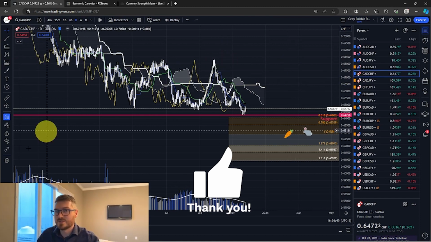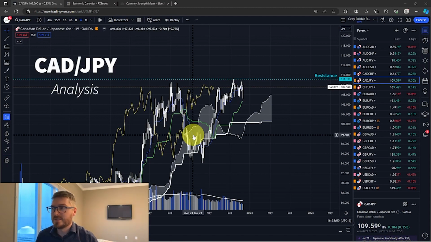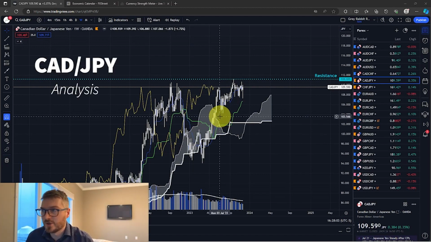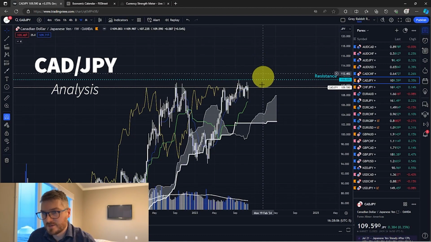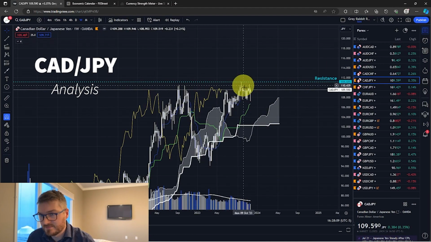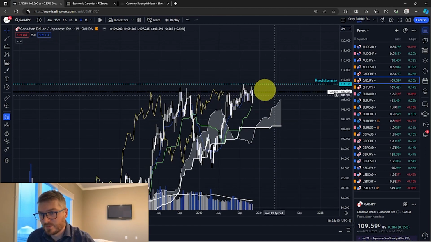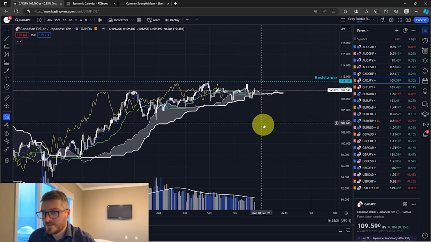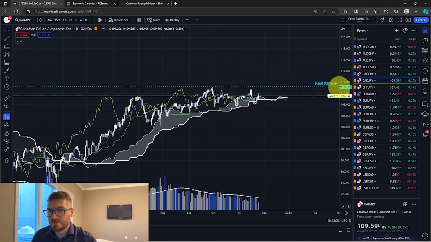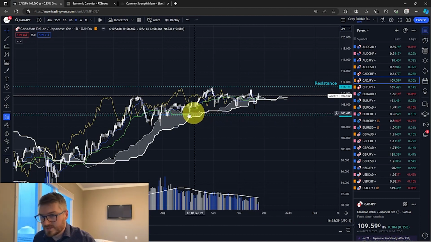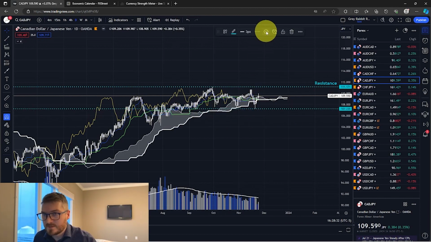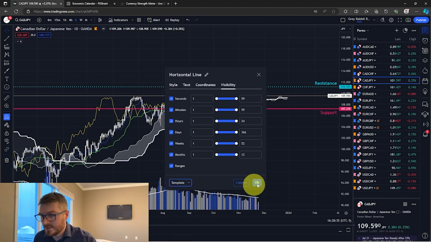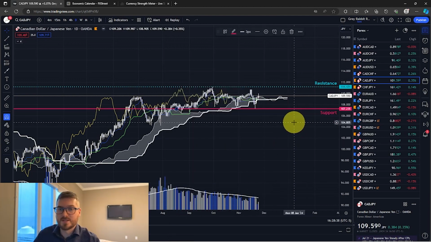CAD Swiss franc. Okay guys, here we are, Canadian dollar, Japanese yen on the weekly chart. I just have this marked as a ranging pair this week. We have a lot of long wicks, a lot of just a consolidating market here. If you look at the daily too, you have a lot of overlapping Kumo clouds. So guys, until we get a break of this resistance level here at the 111.171 level, or the support level here, I'm not going to be looking to trade this pair most likely this week.